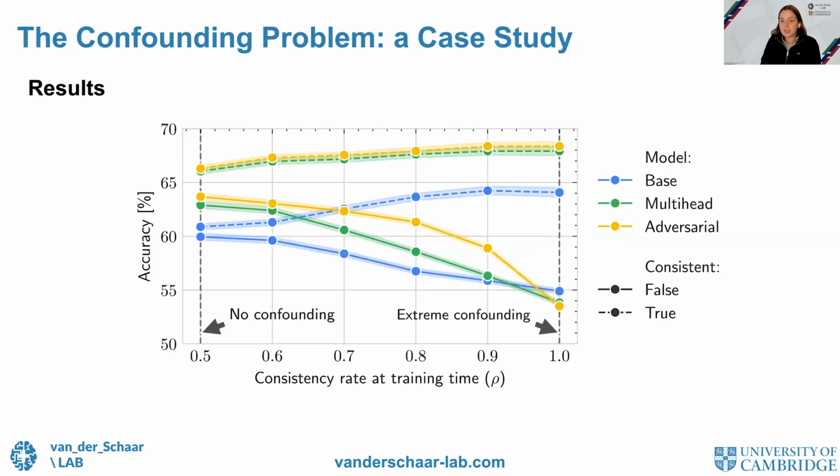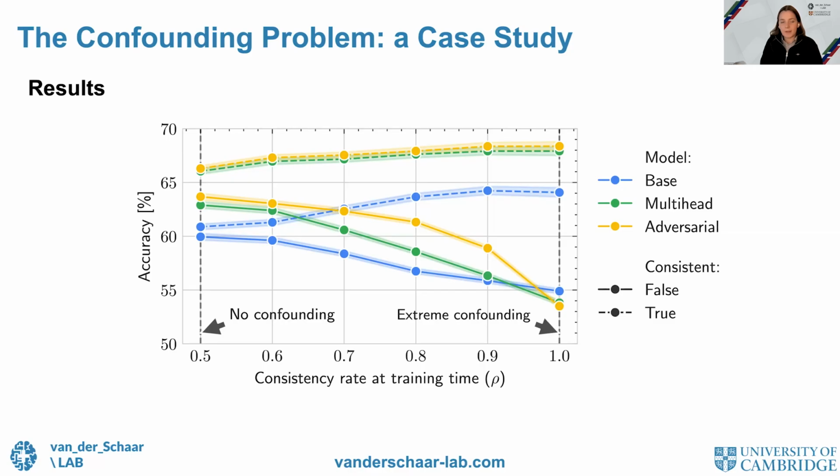And this plot shows in solid lines the model performance on the inconsistent examples. So that is the examples for which the objective differs from the type of the prompt. So these are those counterfactual examples that we would not see during training if we were in the scenario of perfect confounding, where the objective perfectly determines the type of the prompt. And in our results, we observed that performance of all models significantly drops as the rate of confounding in the training data increases, which is what we would expect.